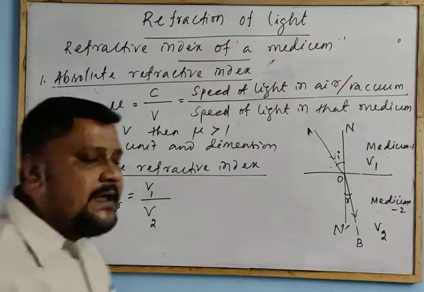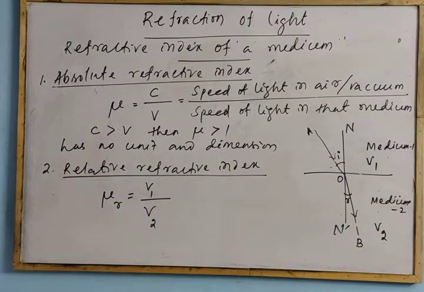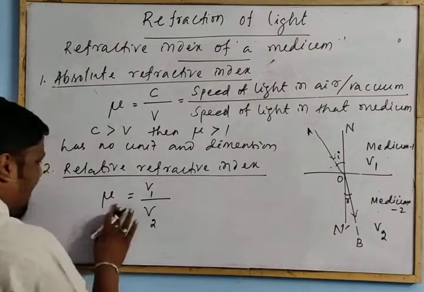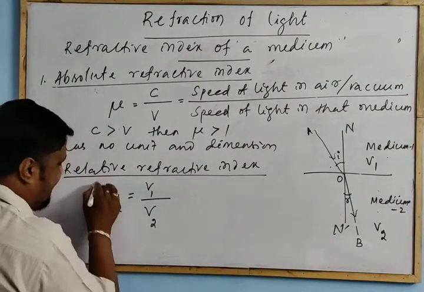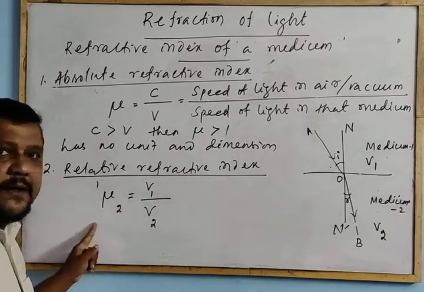Then it is called relative refractive index. Clear? So the relative refractive index of medium 2 can be written as mu R. Here you can write the refractive index of second medium with respect to first medium. Remember, this notation is very important.